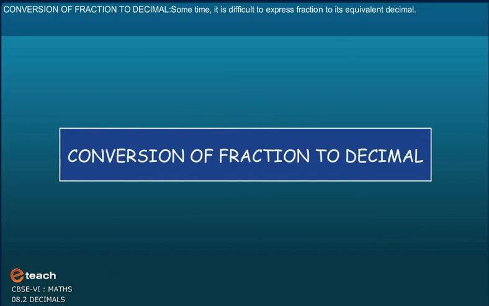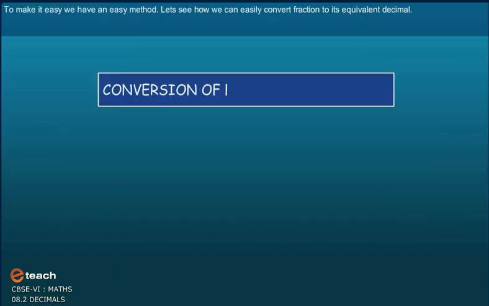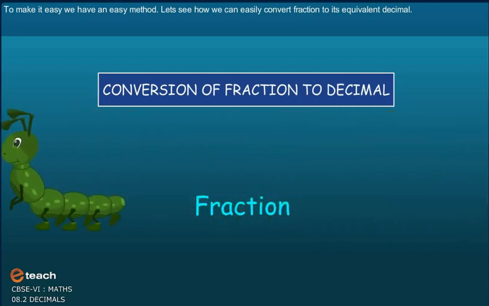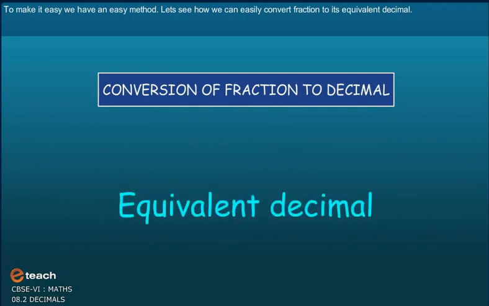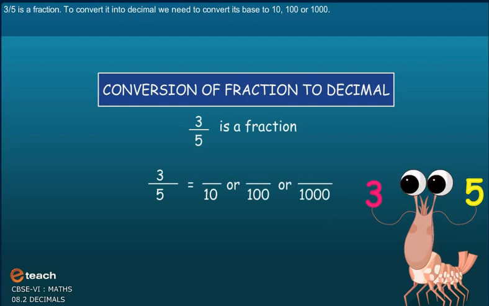Conversion of fraction to decimal. Sometimes it is very difficult to express a fraction as its equivalent decimal. To make it easy, we have an easy method. Let us see how we can easily convert a fraction to its equivalent decimal. 3 by 5 is a fraction. To convert it into decimal, we need to convert its base to 10, 100 or 1000.